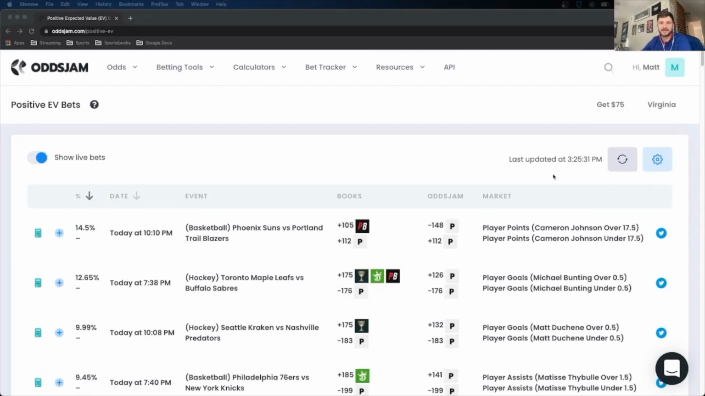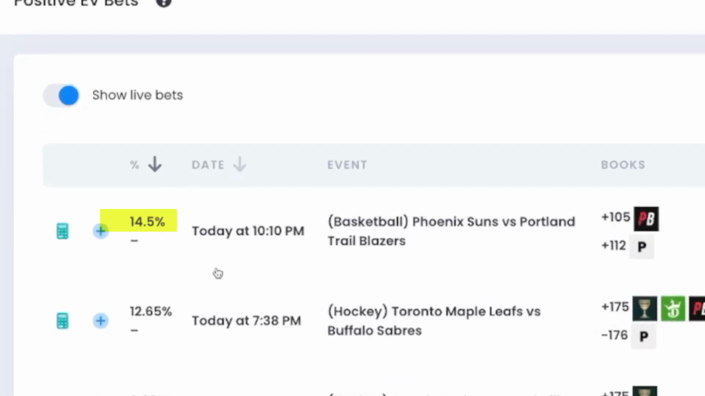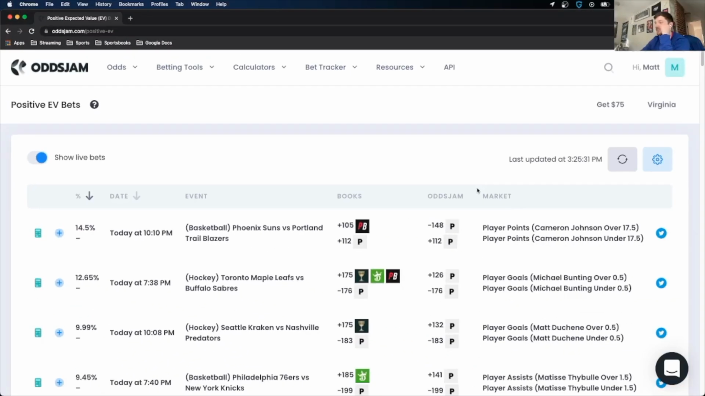And now let's provide a real life example of how we can use the positive EV page to actually place bets. So as I mentioned before, what we do is calculate the OddsJam perfect line, then give you examples of where a sportsbook has better odds than that. So we are placing a positive expected value bet. For this example, looks like we have a player prop that is 14.5% positive expected value, which is pretty high.